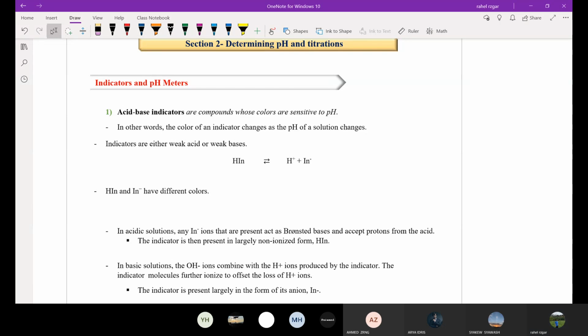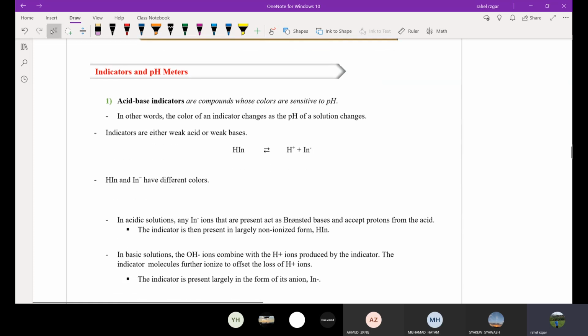Okay, we're back everyone. Let's start with a new section: Indicators and pH meters. So acid-base indicators. What are indicators?